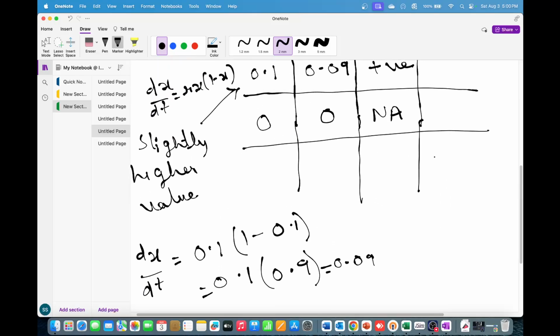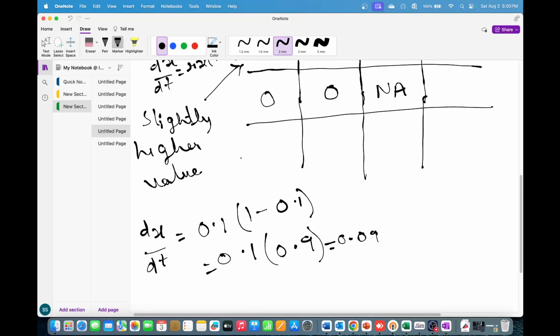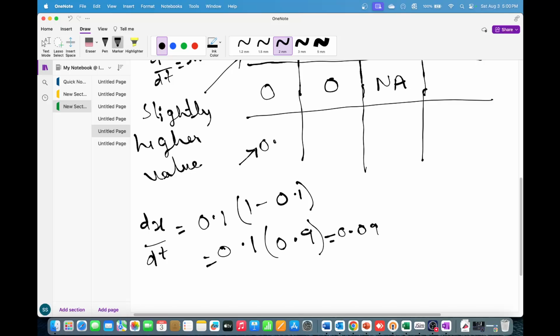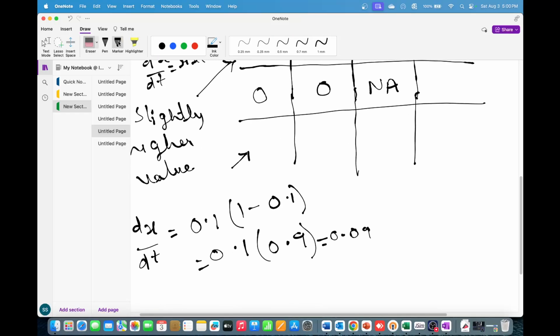Okay, and your sign is positive here. So the arrow will be upwards. It is positive, it is moving away from 0. The slope is positive. Now let's take a slightly lower value. Sorry, the 0.1 is not a lower value, this is a higher value, by the way. Now let's take a slightly lower value. Let's take a negative value, minus 0.1. This is slightly lower.